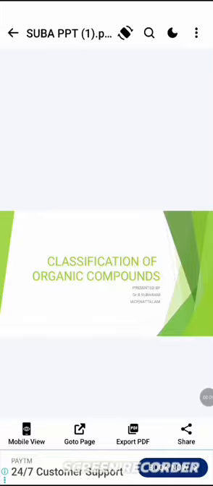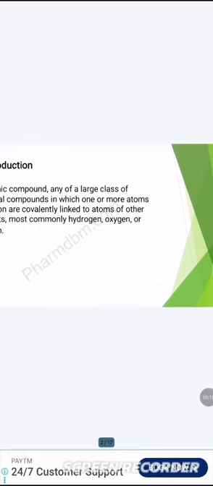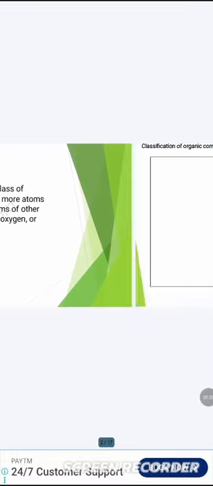Today's topic is classification of organic compounds. An organic compound is any of a large class of chemical compounds in which one or more atoms of carbon are covalently linked to atoms of other elements, such as hydrogen, oxygen, or nitrogen. So, that is known as an organic compound.